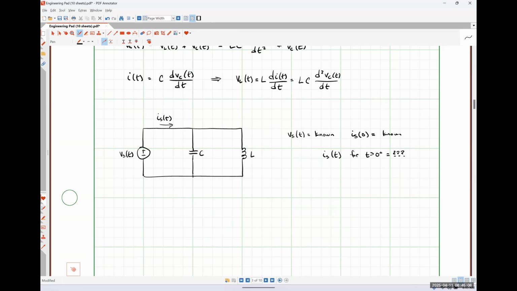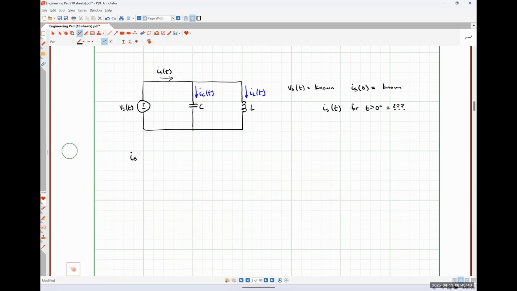Because this is a single node pair circuit where everything is connected in parallel, my first step is going to be applying Kirchhoff's current law. In order to apply Kirchhoff's current law, I'm going to need to assign a current to my capacitor and my inductor. So let's say that this one right here is IC of t, and this one right here is IL of t.